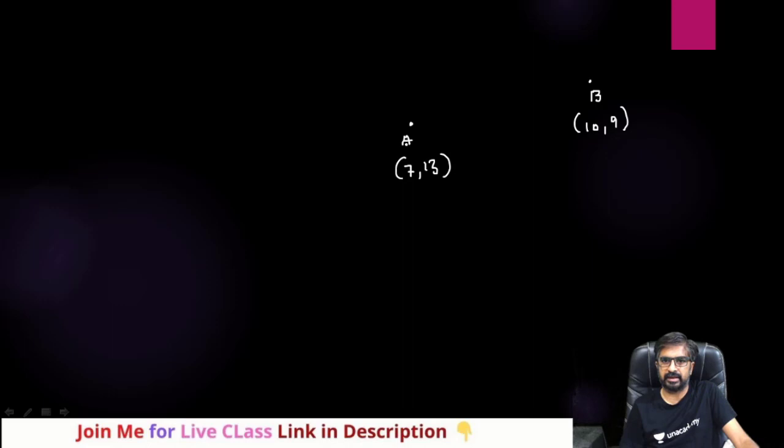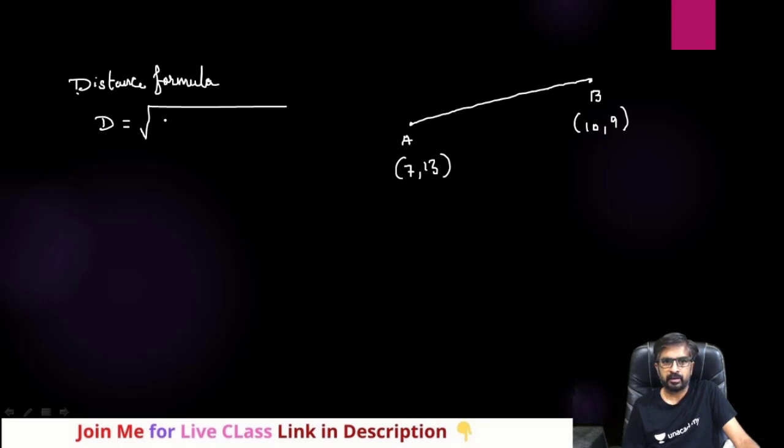Here 2 coordinates are given to you, A (7, 13) and B (10, 9). If we want to find the distance between these 2 coordinates, we can do that easily with the help of a formula called the distance formula. That is, distance D equals under root (x2 minus x1) whole square plus (y2 minus y1) whole square. This is your distance formula.